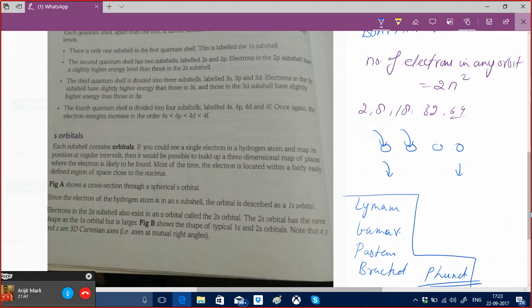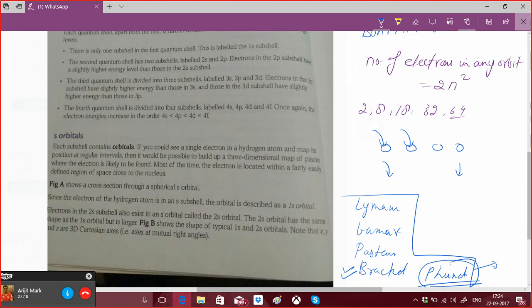In your book you will study up to Bracket, but you will not study Pfund, I think so. No, we haven't talked about Bracket. We've only talked about Lyman and Balmer. Yeah, only these two scientists. But beta, as usual, you are studying with me, so it's my duty to explain all the types of energy levels. Up to 90% of books generally describe Lyman, Balmer, Paschen and Bracket.